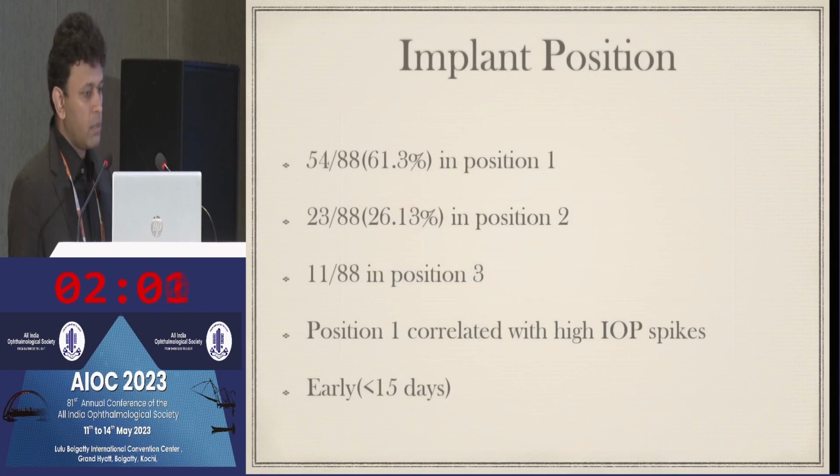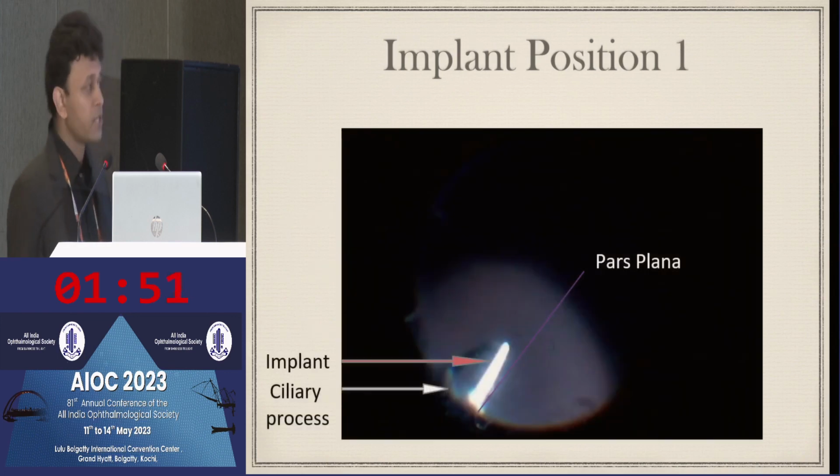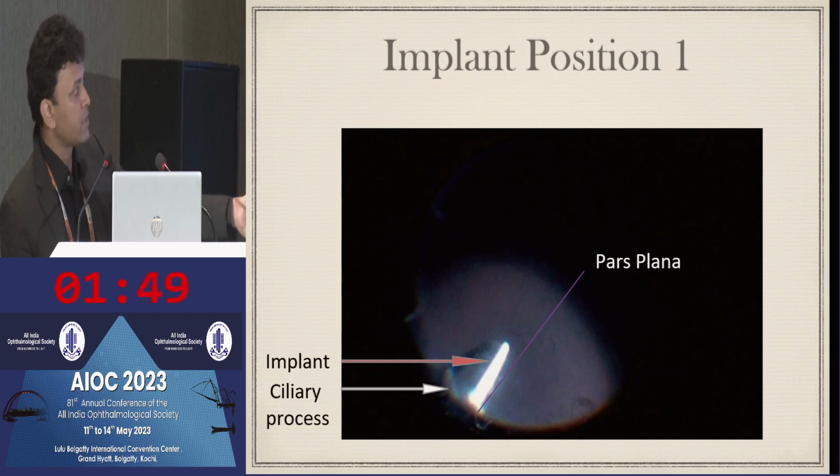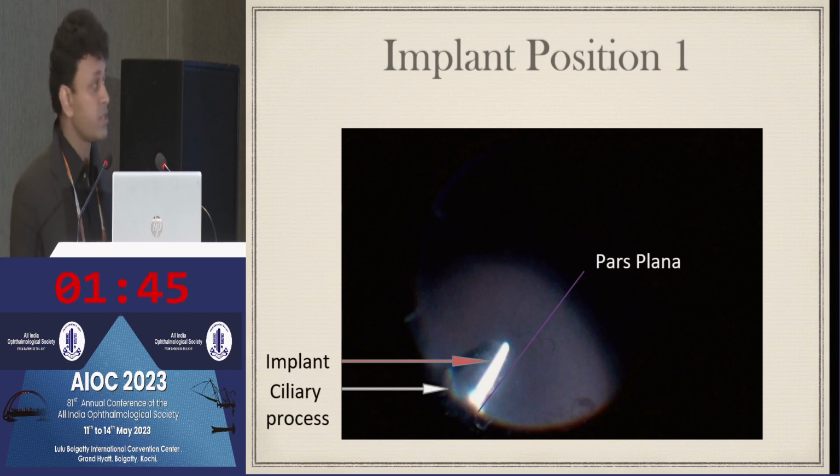Just skipping ahead, the position of the implant in the eye is also very important. The closer it is to the pars ciliaris, the higher the chances of IOP spikes. We have managed to publish this, and this is just an illustration. As you can see, this patient came back to us with an IOP spike of 38 within 3 days of injection.